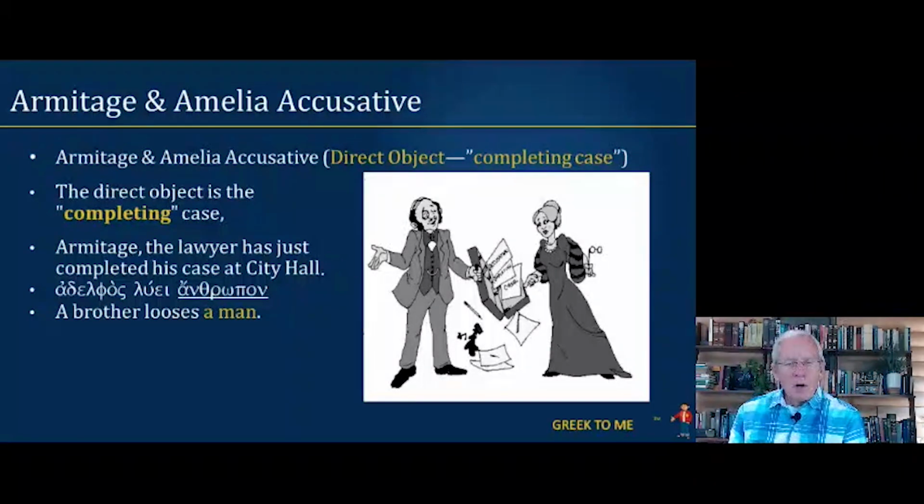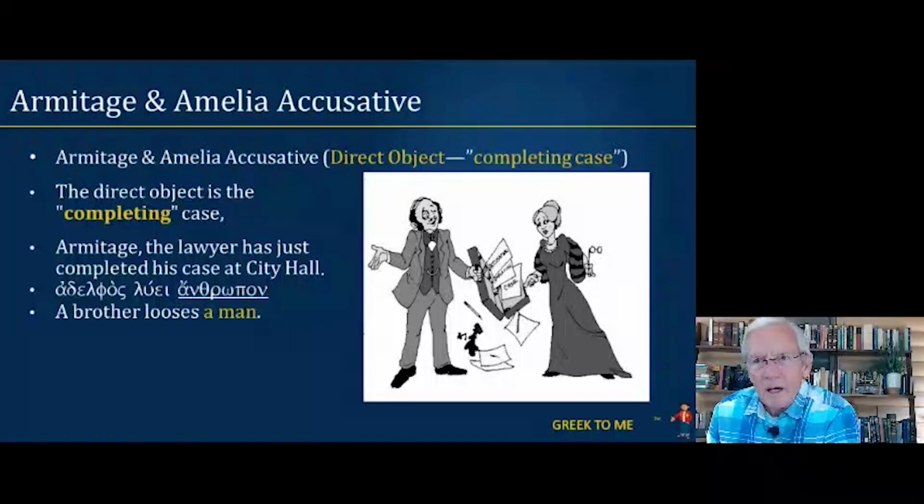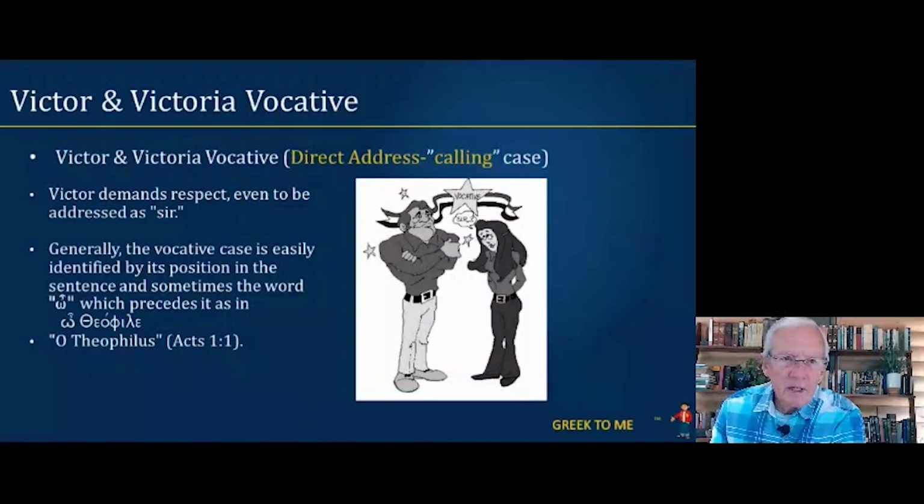And then we have Armitage and Amelia, accusative. This is the completing case. This is the case of the direct object. And finally, Victor and Victoria, vocative. It's the case of direct address, the calling case. For example, Jesus says to a woman, daughter, be of good cheer. Daughter there is in the vocative case. He's directly addressing her.